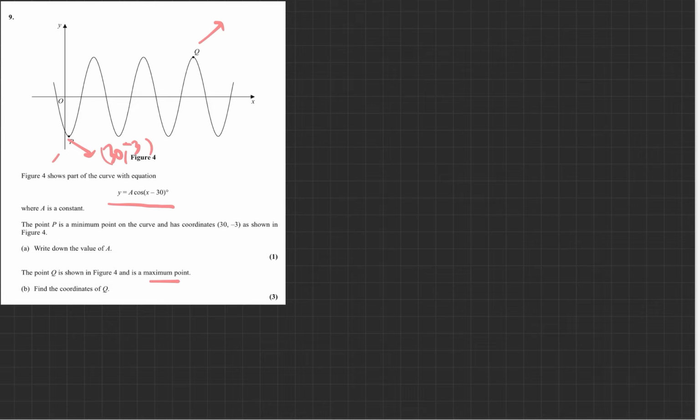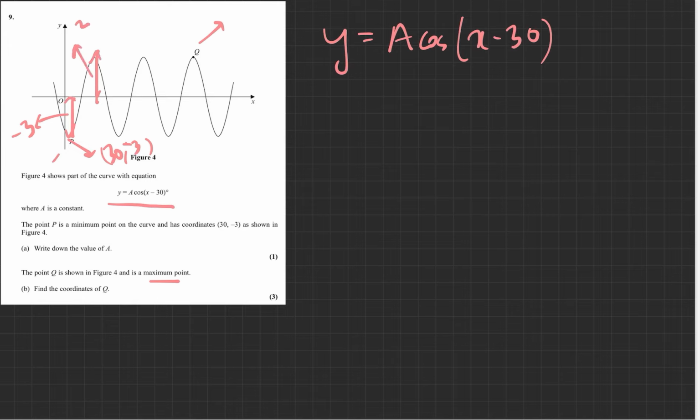Now, what we are asked to write here is the value of A. So now we know that we have an equation which is y equals A cos(x − 30), and we want to find the value of A. In this case, it's a nice and easy thing to do, right? Because we know that the minimum point here, the amplitude here is 3. So if the distance here is −3, we know automatically that the distance to the maximum point will be 3, right?